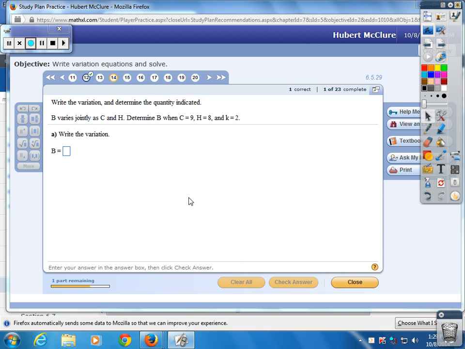All right, this one says B varies jointly as C and H. Determine B when blah, blah, blah, blah. All right, do that one. B, I'll blow it up for you, varies jointly as C and H. Do it. This is a type 1. You don't have to do anything but plug and chug.